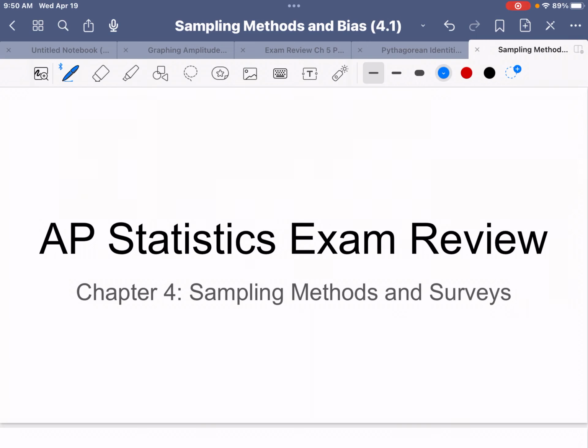Statistics students, this is the first half of Chapter 4 review. Chapter 4 is the chapter where we learned how to take various sampling methods, how to make good survey questions, how to design experiments, and such. In this lesson, we're going to talk about sampling methods and surveys.